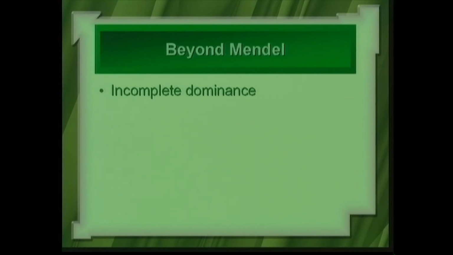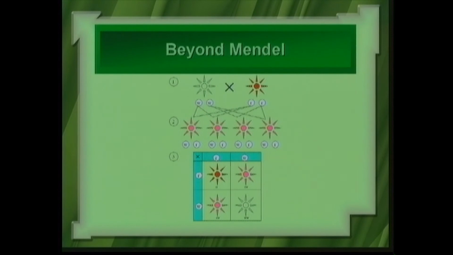Now beyond Mendel, you have something called incomplete dominance. This is not something that happened when Mendel was doing his pea plant experiments. Incomplete dominance means that when you cross two different purebreds together, neither trait is dominant. This is a very, very good example.